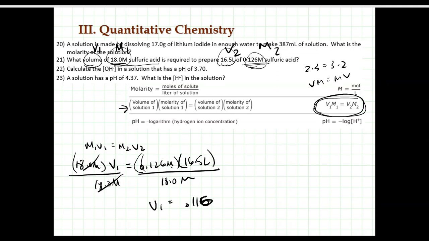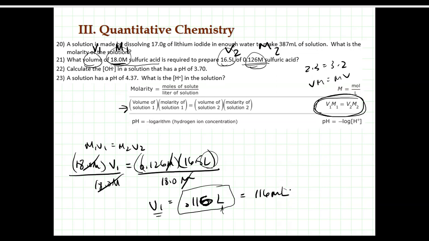And let's check our label. So I have molar on top and molar on bottom. Those cancel out. We're left with liters, which is good because we're trying to find volume. And a label of liter is going to tell us what the volume is. So our answer is 0.116 liters. If I wanted to convert that to milliliters, I could multiply by 1,000 to get 116 milliliters.